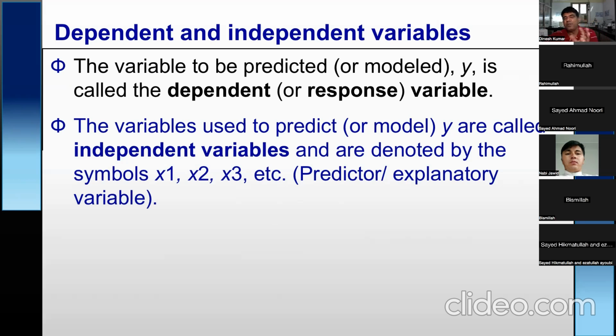So you can see synonyms for dependent: the synonym word is response variable. For independent variable, it can be predictor or explanatory variable. The dependent variable can also be called the response variable, or effect variable, and independent as cause variable, reason.